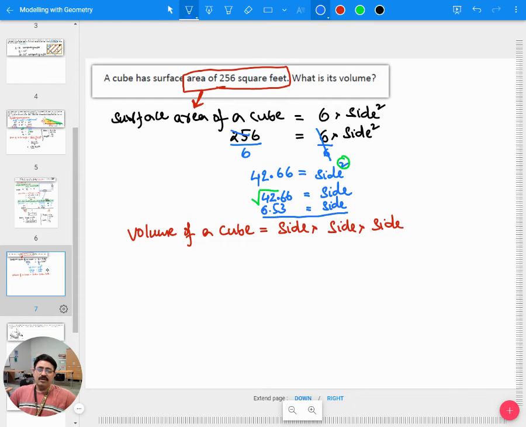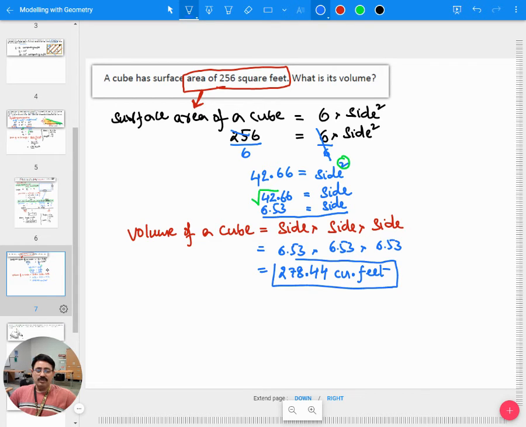Once you get the value of the side, the volume of the cube means side times side times side. So make use of your calculator. 6.53 cubed gives me 278.44 cubic feet. That's the volume of the given cube.